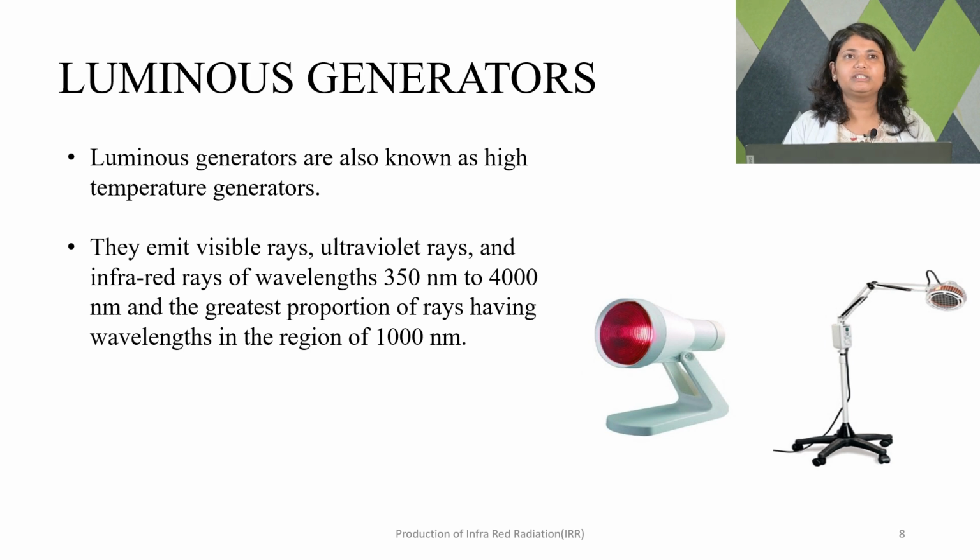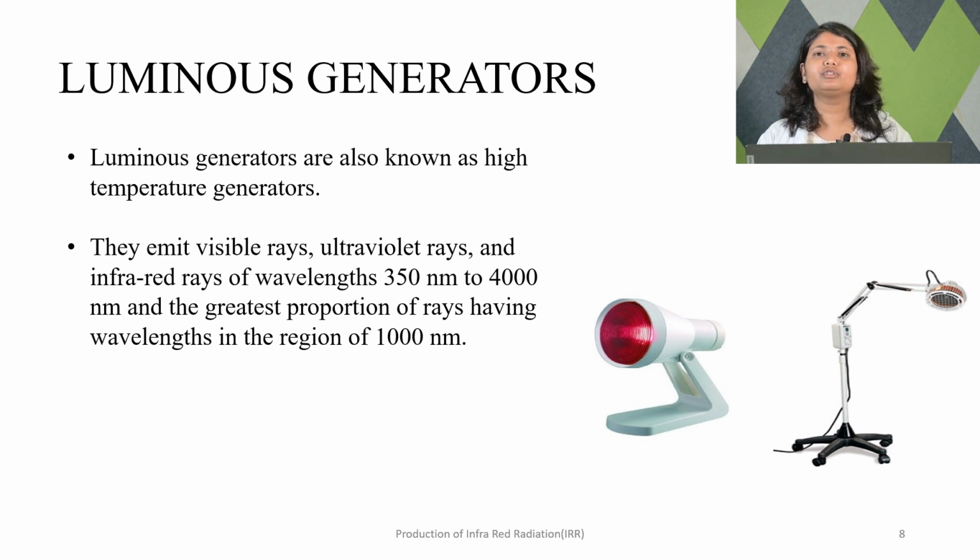Heading forward with luminous generators, they are also called high temperature generators. So you can see that it is a lamp and it is enclosed with a glass bulb. Luminous generators also emit visible rays, ultraviolet rays, and infrared rays, which have wavelengths of 350 nm to 4000 nm, and most of the rays which come out range around 1000 nm. So you can see that this radiation will have high temperature compared to the non-luminous generator.